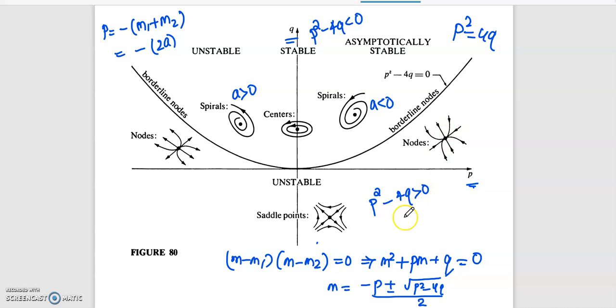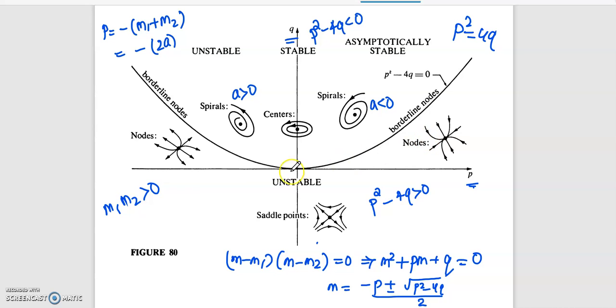p² - 4q > 0. In the case of p² - 4q > 0, what comes is the saddle point. Okay, so when you have p² - 4q > 0, there are two cases inside it. In the case of real and distinct roots, if they have the same sign, we will get nodes. That is shown here. That means in the same sign case, when we take the product, m1 m2 will be greater than 0. So q will be greater than 0 in that case. So it is when q > 0 that we get nodes.